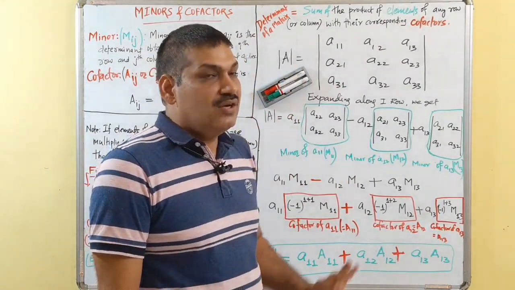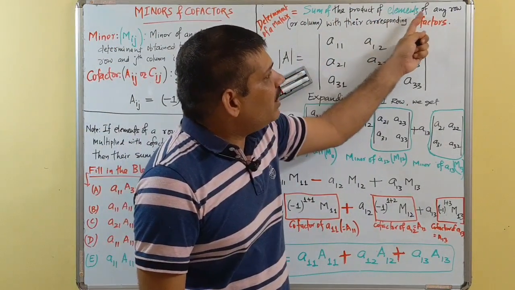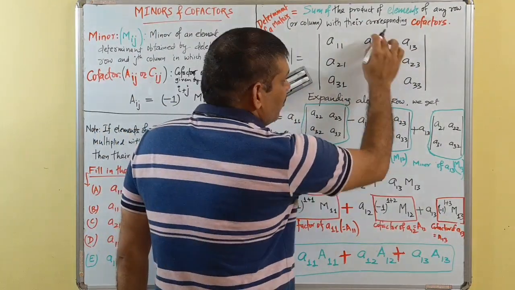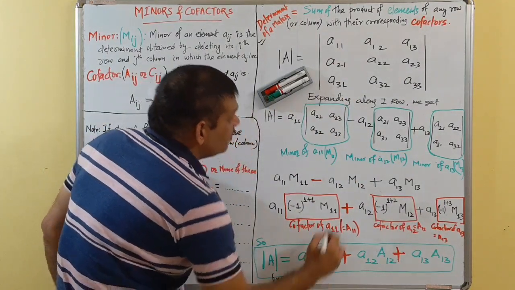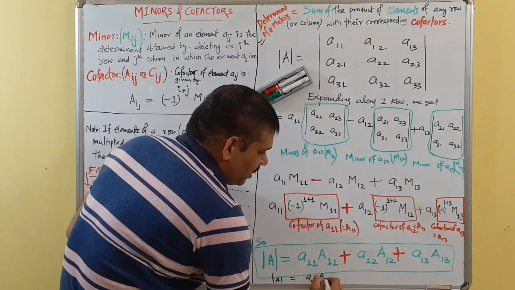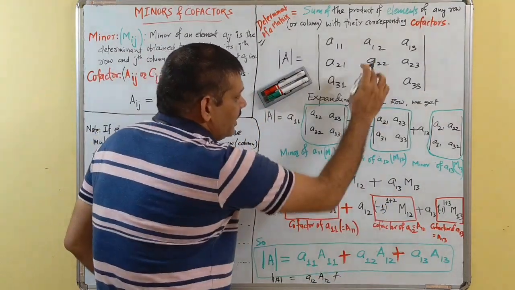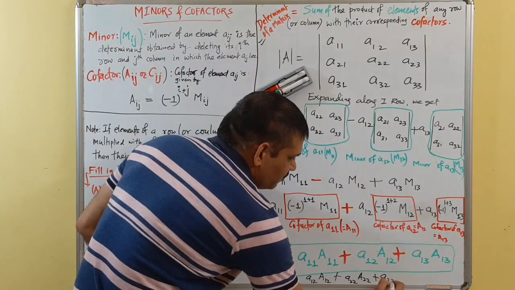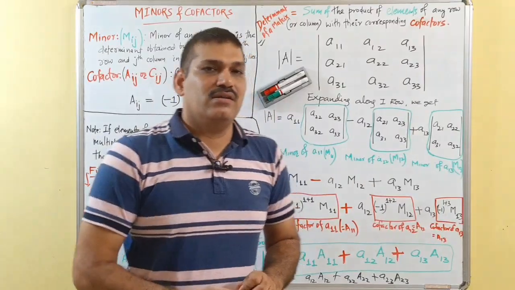So this is how the determinant of a matrix is defined: the sum of the products of the elements of any row. I could have chosen a second row or the second column. Suppose I have chosen the second column, then the value of the determinant can be written as A12 multiplied by its corresponding cofactor, termed capital A12, plus A22 multiplied by capital A22, plus A23 multiplied by capital A23. This is how we evaluate the determinant.